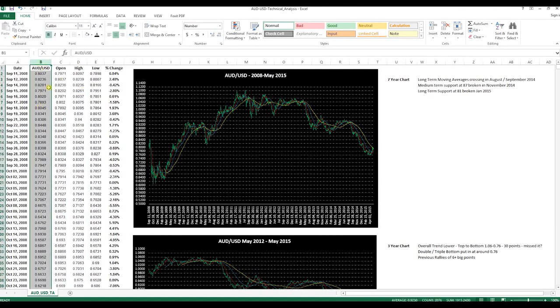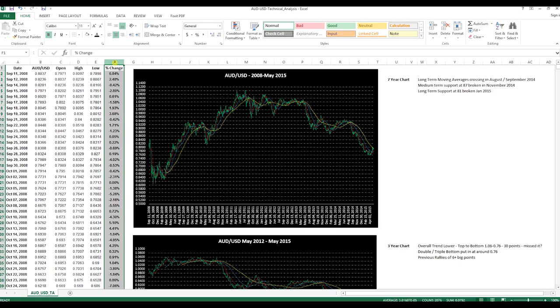We've got the Aussie dollar, US dollar exchange rate for each day. So remember now, this is daily data that we've downloaded. We have the open for the exchange rate, the high and the low, and the percentage change of the exchange rate from the previous day.